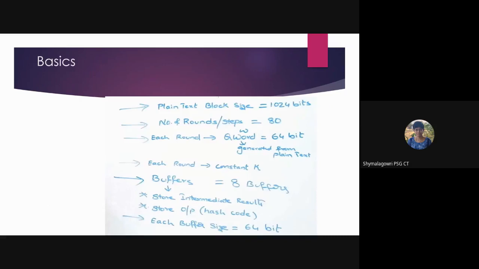Again, summarizing, the plain text is split into blocks, and each block is of size 1024 bits. The total number of rounds utilized in the SHA algorithm is 80 rounds. Inside each round, we will make use of a word. It is known as the key word, mainly W. We will use it as W. This W, we are going to generate from the plain text, from the original message. Each word is going to be 64 bits. Totally, we need 80 words, 80 W's, so W will be from W0 till W79, and each will be 64 bits.